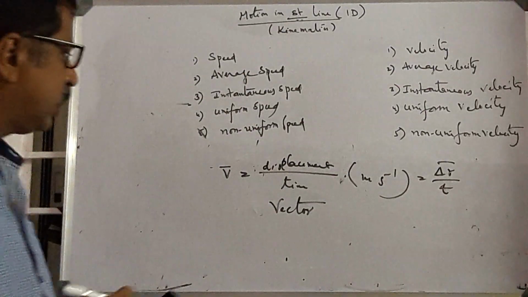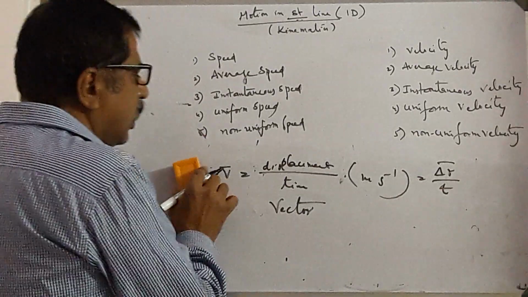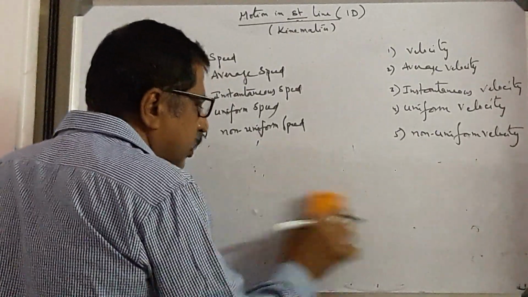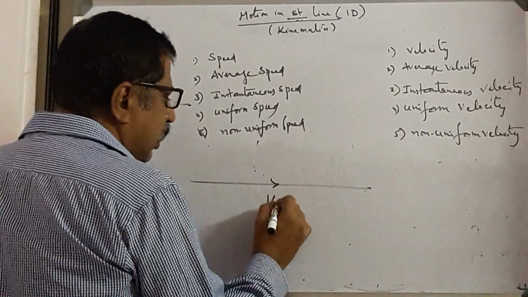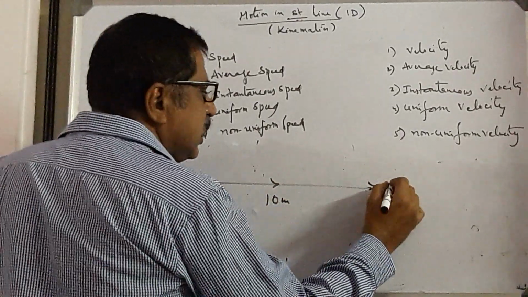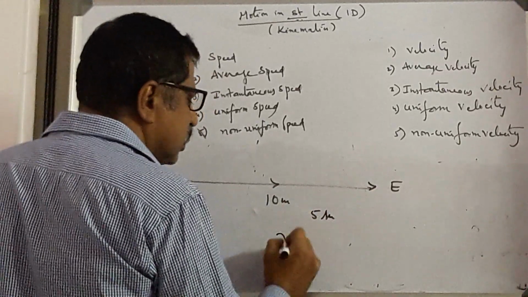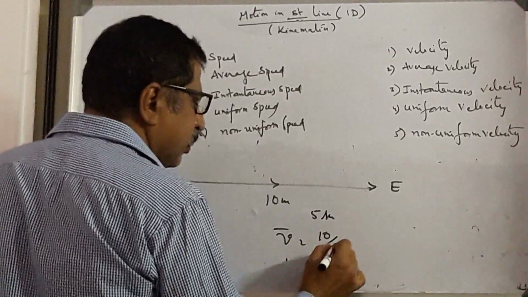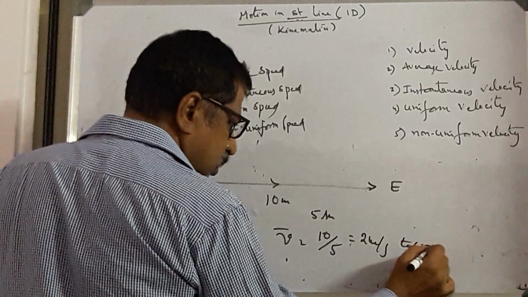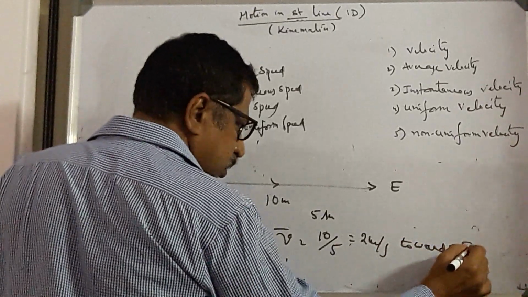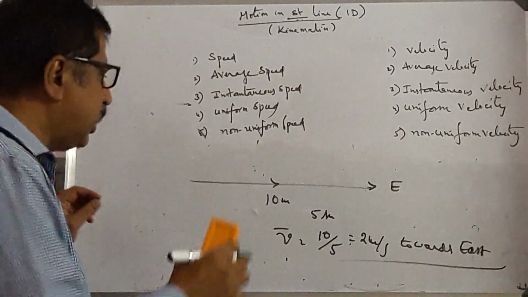Next one, mod. Generally, it is a vector. Next one. For example, a body travelled 10 meters towards east in 5 seconds. The velocity of the body is 10 by 5. We get 2 meters per second towards east, because it is a vector quantity.